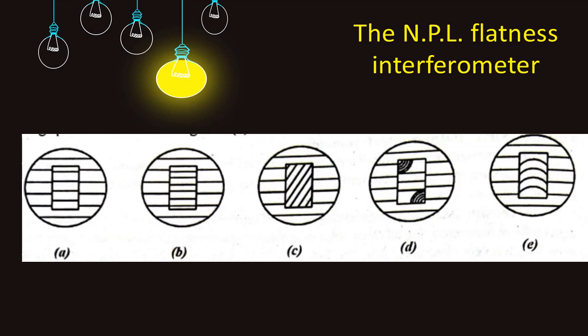In figure B, though the direction of the band is the same, the pitch is different, indicating a taper along the longer edge of the gauge. In B, there is a taper along the longer edge. In figure C, the pitch is the same, but the direction is different, indicating a taper along the shorter edge of the gauge. In C, there is a taper in the shorter edge. Figure D shows that the corners of the gauge are worn out. When the gauge surface is convex or concave, the fringe pattern is as shown in figure E.